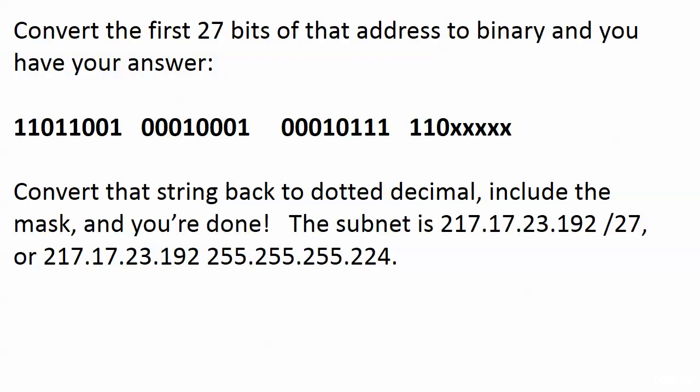and here we go. All you got to do is convert the first 27 bits of that address to binary, and you have your answer. Then you just got to convert it back to dotted decimal, include the mask, and you are done. So we see the string here, and when you add those back up, the answer is 217.17.23.192, and you can express the mask as either /27 or 255.255.255.224. And just by saying that, you can see why we say /27 a lot in meetings.